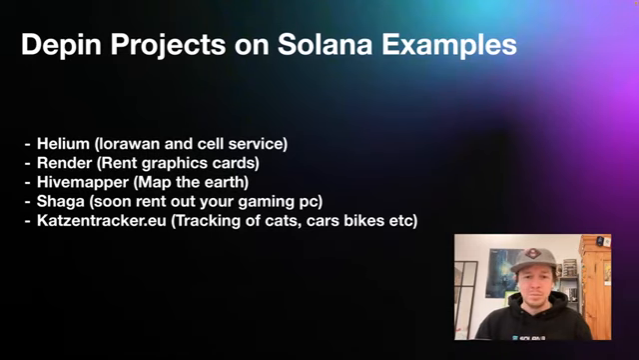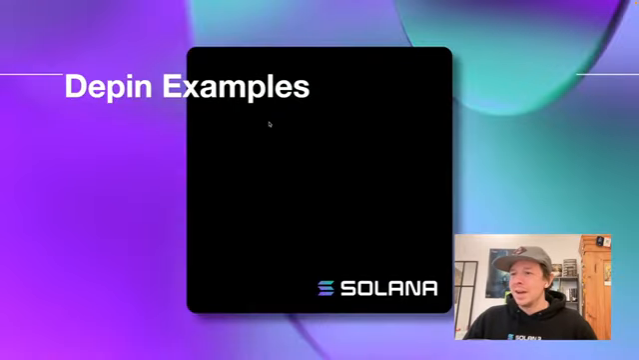The same for the Helium service. You have your hotspot at home, you provide coverage for your area, and then you get paid for the people who use it. Then there's another project that's currently being built for Hyperdrive. It's called Shaga, which lets you rent out your gaming PC to other people to use. And then there's a nice project called Katzentracker.eu, which is German and means cat tracker. And they have tiny LoRaWAN devices to track cats, bikes, cars, etc. So you can already see there's a bunch of cool LoRaWAN stuff here, which we'll come to later.